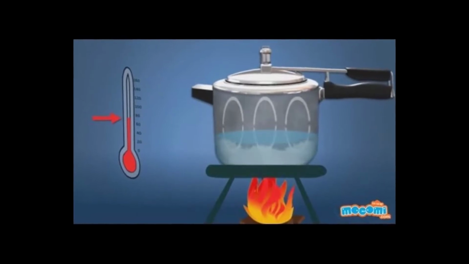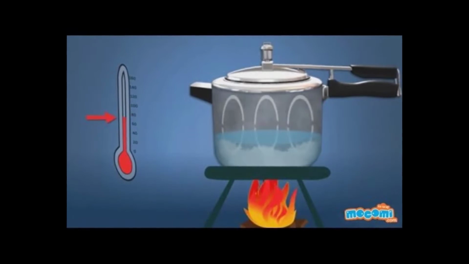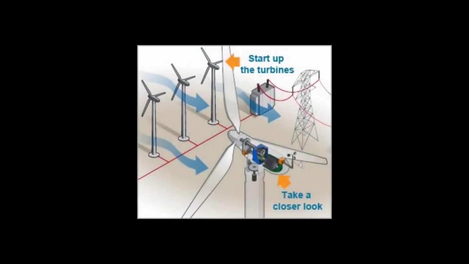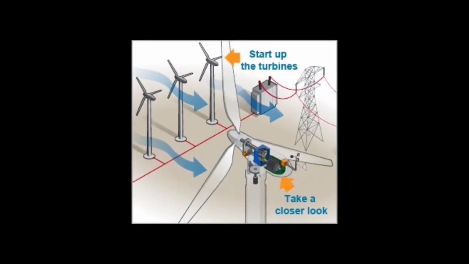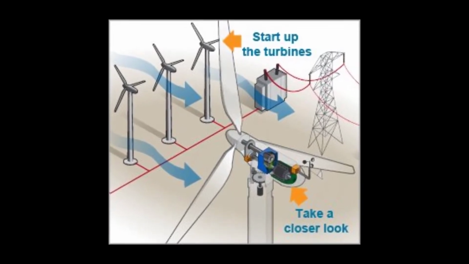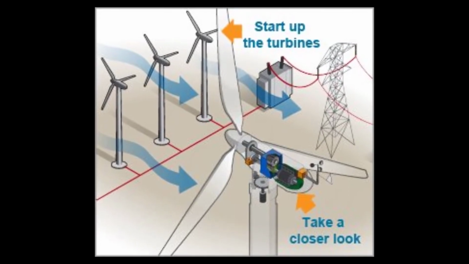A simple example of forms of energy is a pressure cooker. A pressure cooker requires liquid that will be boiled using thermal energy that causes the liquid to transform into vapors. The other example of forms of energy is a windmill. The energy from the wind will move the windmill to create kinetic energy, and after that energize the generator to create electric energy.